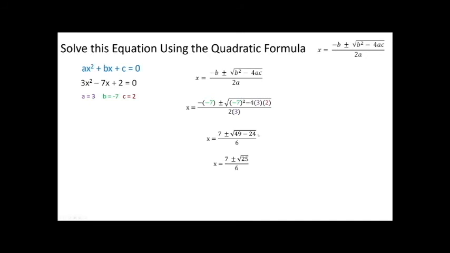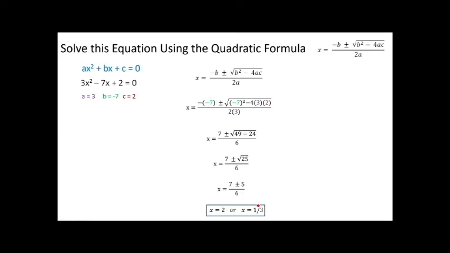49 minus 24 is 25. This is cool because the square root of 25 is 5, so we get a rational number. If I wanted to solve this, I should have 2 solutions. 7 plus 5 is 12 divided by 6, which is 2. 7 minus 5 is 2 divided by 6, which is 1/3. And there's your 2 answers.